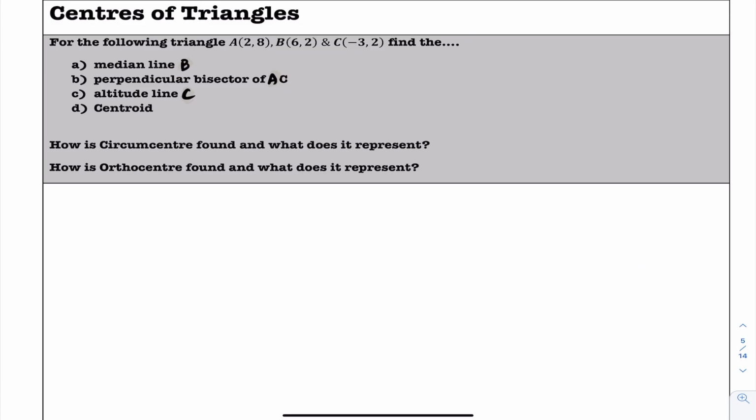So moving on, we're going to move on to centers of triangles. So in the first question here, they give us 3 points, points A, B, C, which create a triangle.